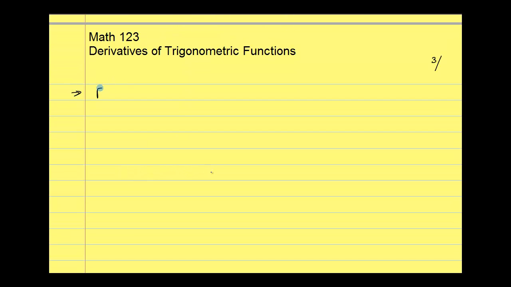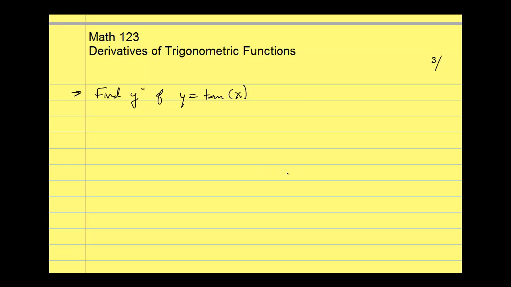Let's find the second derivative. So let's find y double prime of y equal tangent of x. Now remember, trig identities, you could rewrite this as tangent is equal to sine over cosine and use a quotient rule if you wanted to. So a lot of different ways to do these.